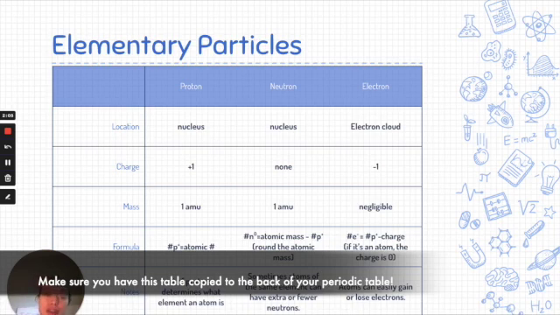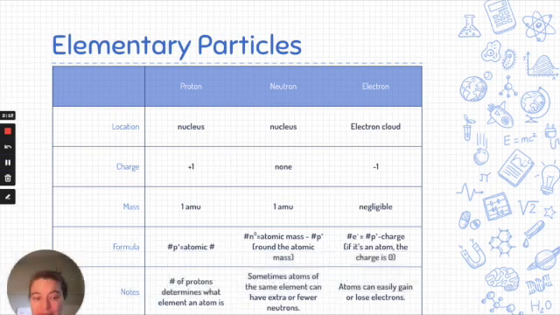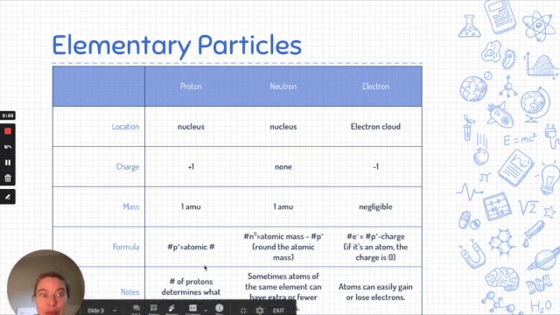So remember that protons are positive, neutrons are neutral, electrons are negative. Protons have a mass of 1 atomic mass unit, neutrons have a mass of 1 atomic mass unit, and the mass of an electron is so small that you can basically ignore it. The new thing on this table that you might not have seen before is you'll notice I have filled out this bar that says formula.